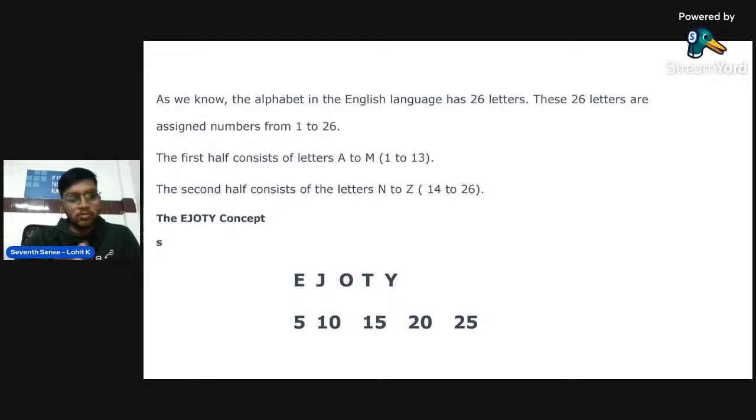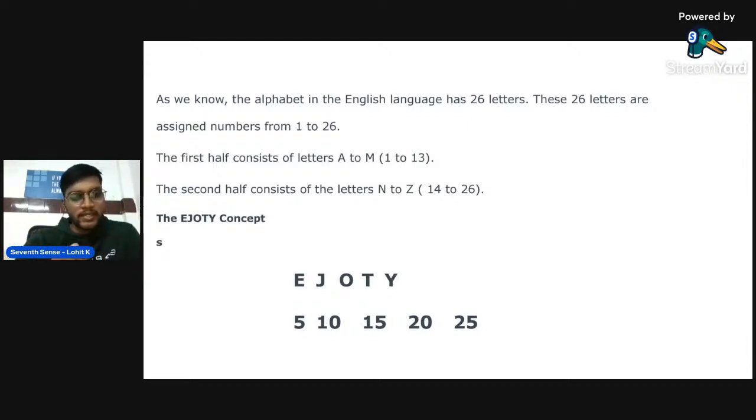You can easily learn the numbers using this concept, which is known as EJOT. EJOT is a small concept you have to remember, where the letters are divided in multiples of 5. Suppose I say E. E is nothing but 5, right? I'm mistaken: I is 9, J is 10. Previously I said I is 10, so that is a mistake here.